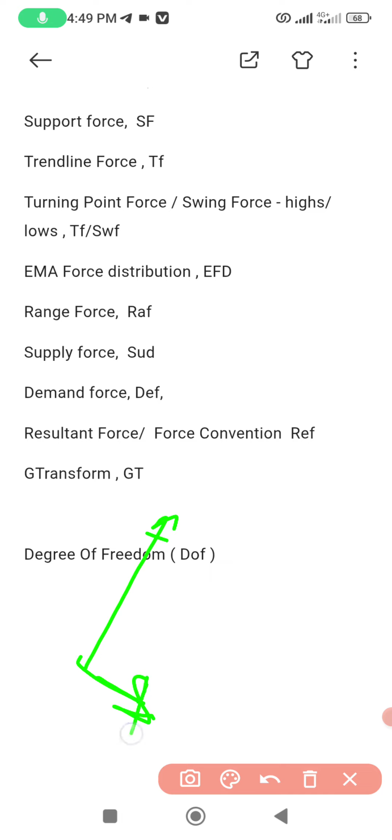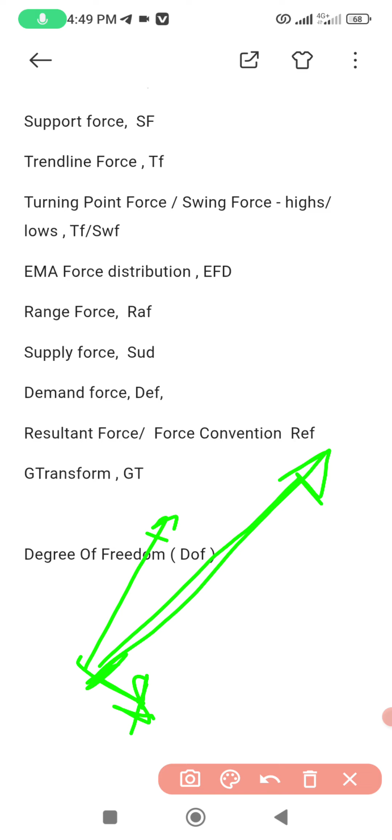So you see the length of the impulse is bigger than the retracement, and then the resultant will have the highest force. So the resultant will be like this. So when you have this force convention, before you enter the market, try to know if this force convention is good.